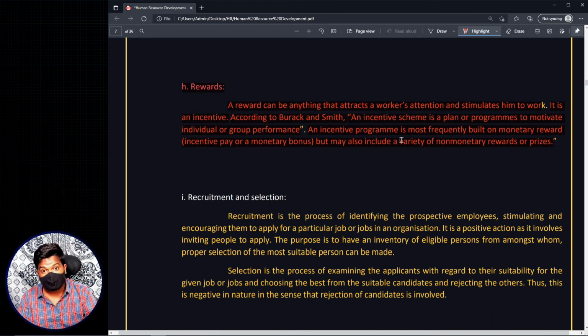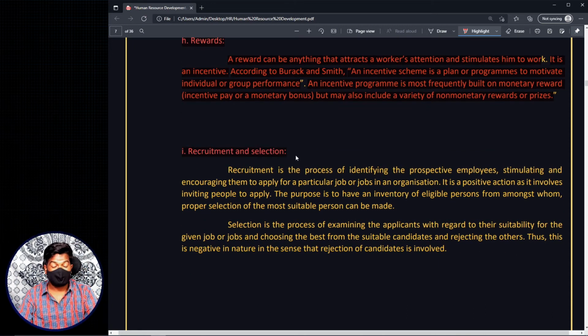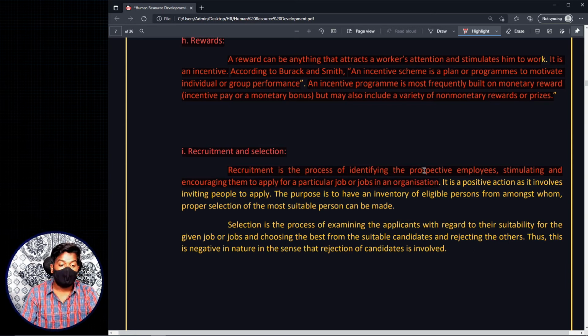Now the last HRD mechanism, intervention or subsystem, the last thing of today's entire topic, is recruitment and selection. First, let's look at the basic theory, what is recruitment, what is selection and all these things. Then we will try to link recruitment and selection with the development aspect. See, recruitment is the process of identifying the prospective employees, stimulating and encouraging them to apply for a particular job or jobs in an organization. It is a positive action as it involves inviting people to apply. The purpose is to have an inventory of eligible persons from amongst whom proper selection of the most suitable persons can be made. This is general theory relating to recruitment.